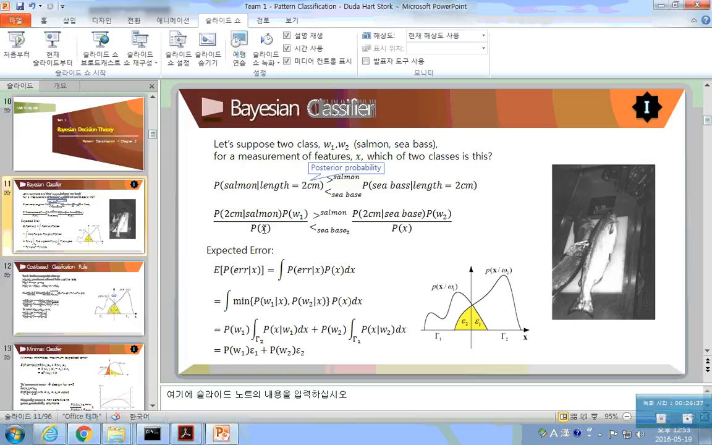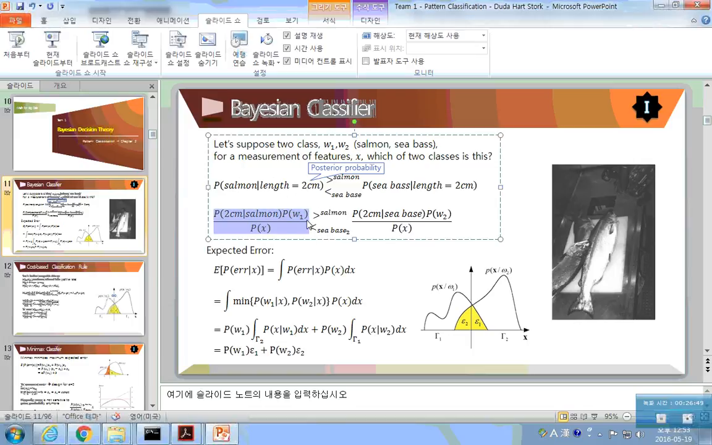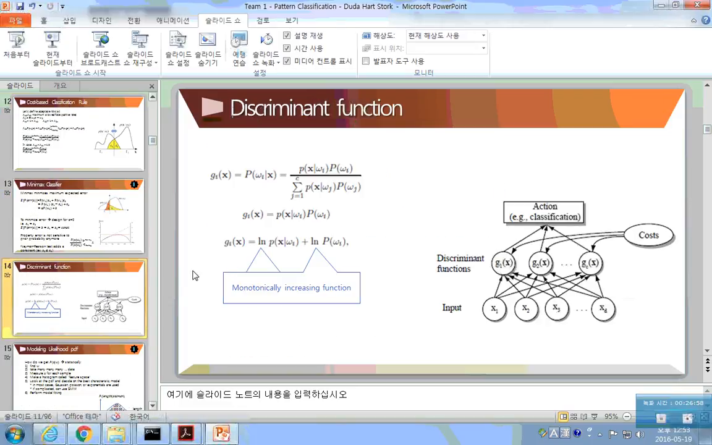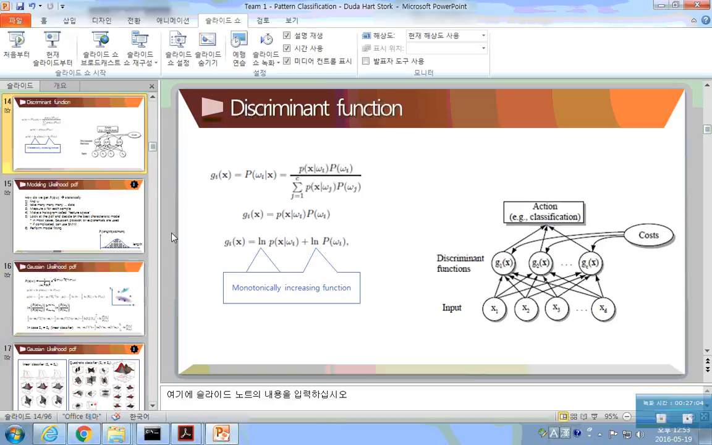For now, let's ignore that normalizer, because this normalizer is a probability, right? It's always above 0, so we can just throw it from both sides. So it will be whether the upper term is greater or less than the other term, and we can take a decision at that boundary. So this is what we call a discriminant function. And we use a monotonically increasing function because of the numerical instability of the probability multiplication.